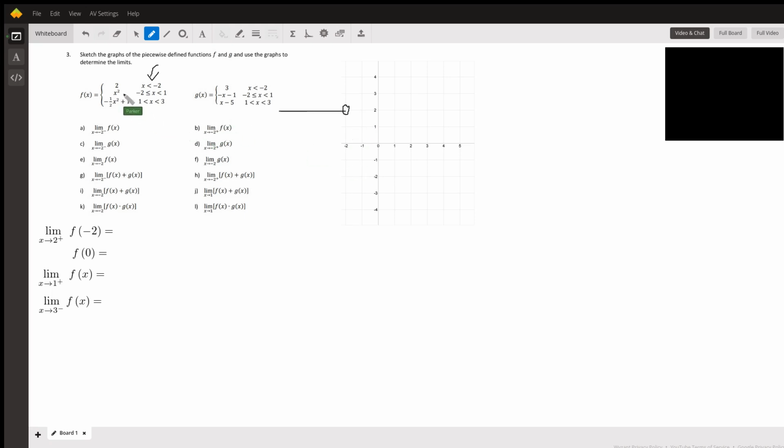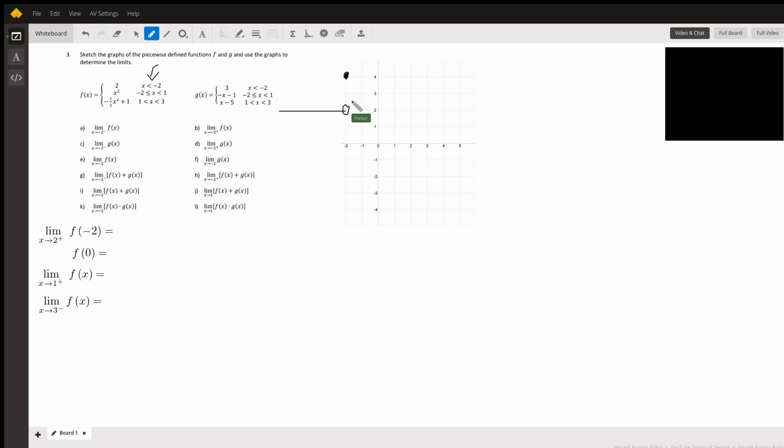Now we switch into x squared. At negative 2, x squared is equal to 4. We fill this in with a filled in circle, just like you would on a question sheet, to indicate that at exactly x equals negative 2, this is where the y function is at.